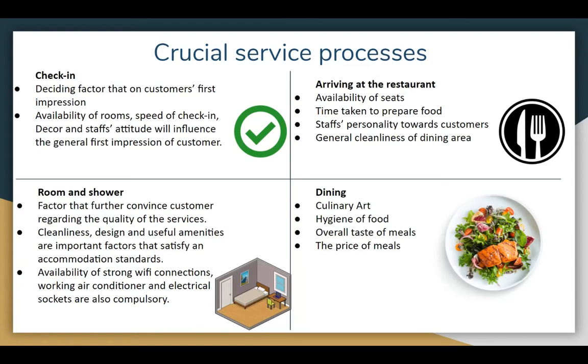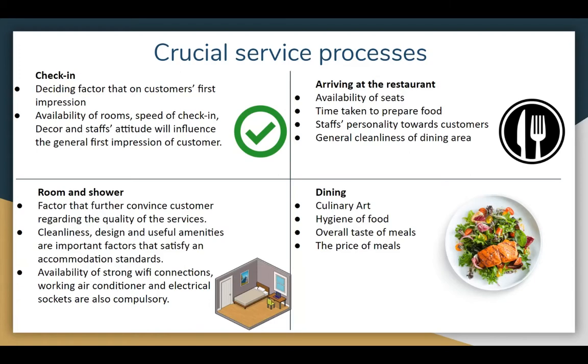The second crucial service process is when customers arrive at their room. Customer will proceed to their respective room once completing registration. This process can further convince customers regarding the overall quality of the service if it delivers. The physical evidences in this process are room design, furnishings, bath, and amenities.